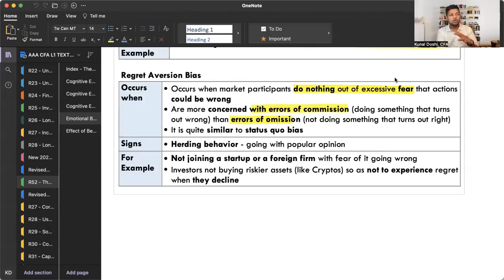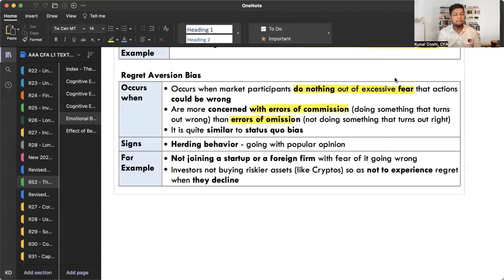So you do not want to do something which is against everyone. Compared to that, it's always easier to not act when things are right, compared to doing something which is against everyone, which may turn out to be wrong.